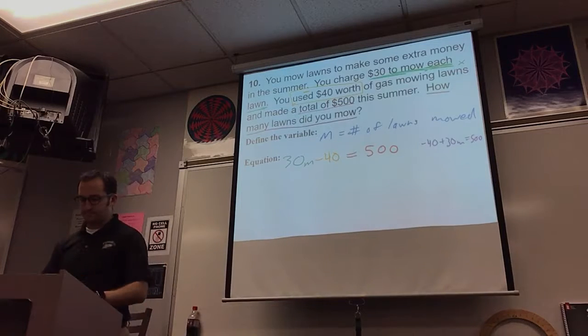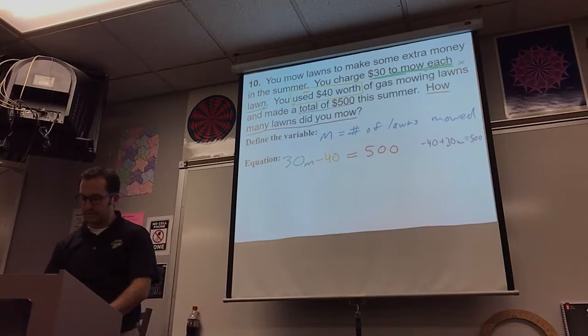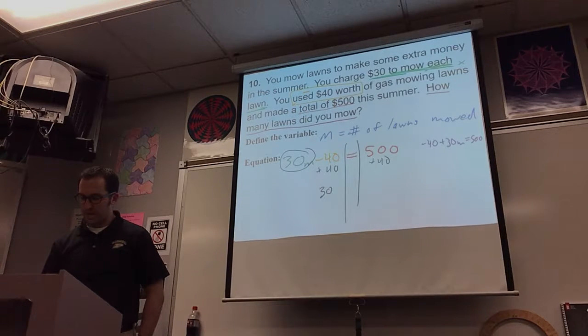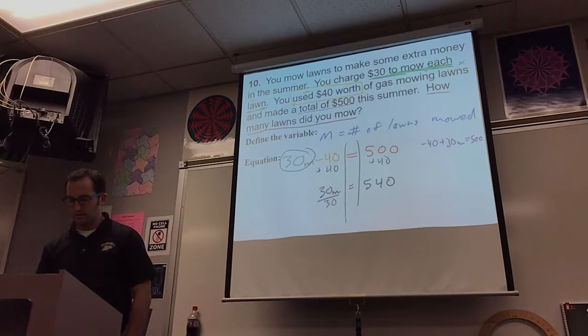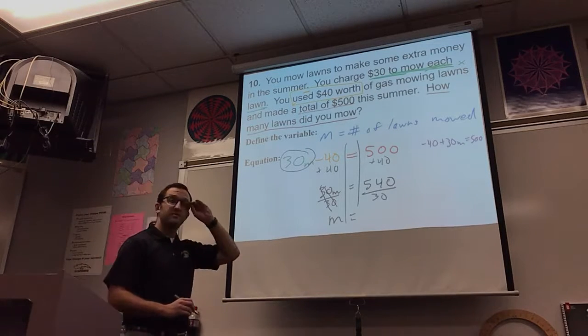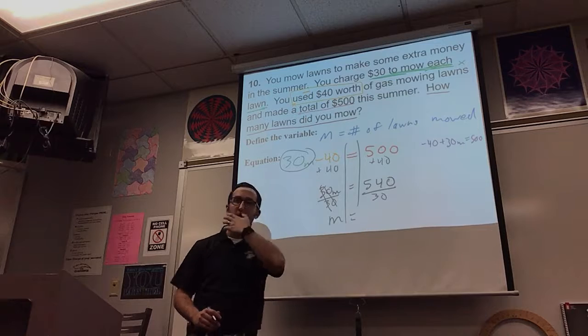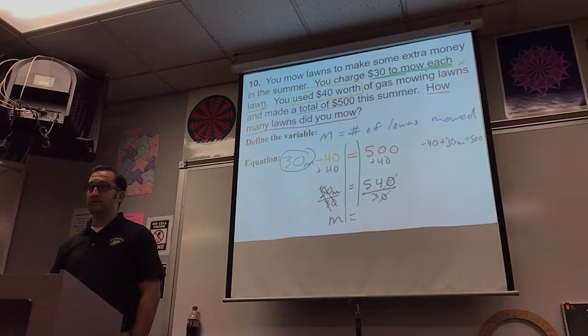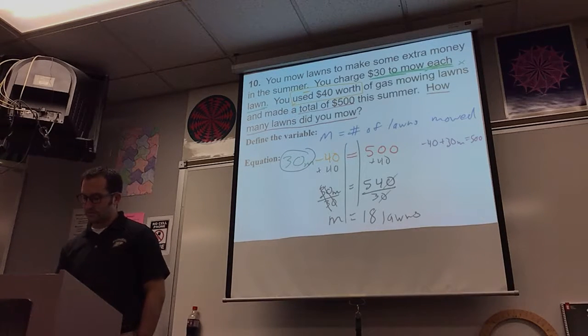Now we can solve this one pretty easily because all the numbers end in zeros. That's kind of nice. Plus 40, plus 40, and then 30M equals 540. Divide both sides by 30. In other words, 54 divided by 3. Right? 18? Do we agree? Yep, 18 lawns. Okay, cool.